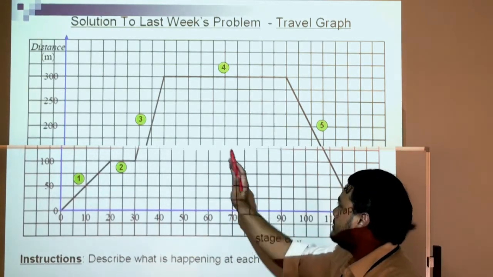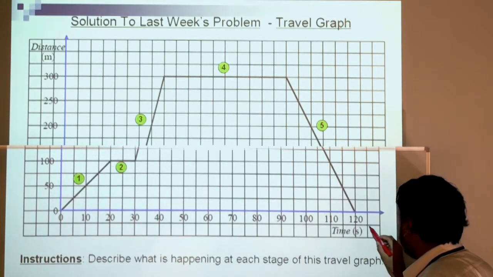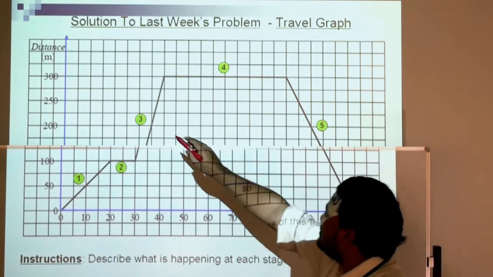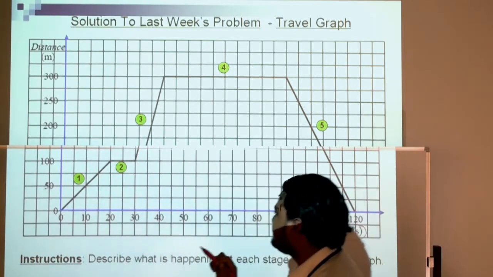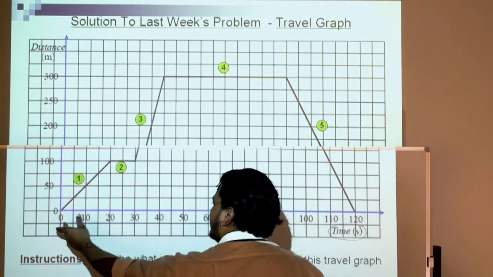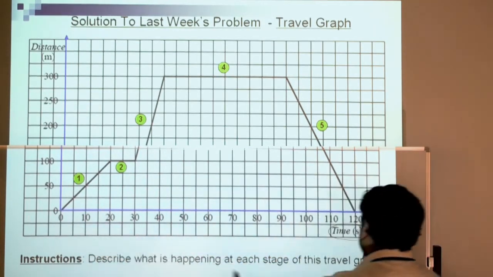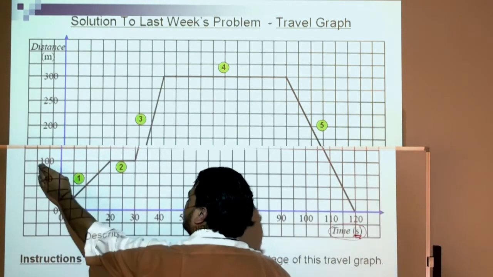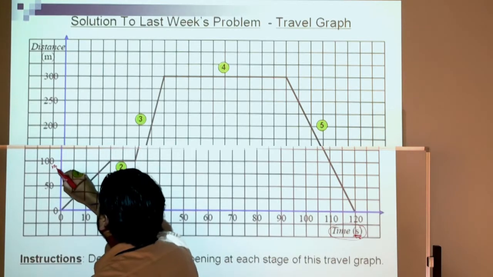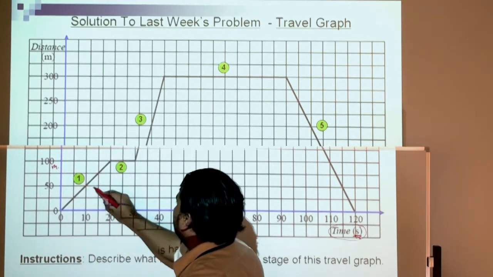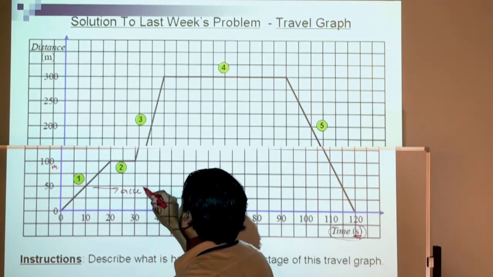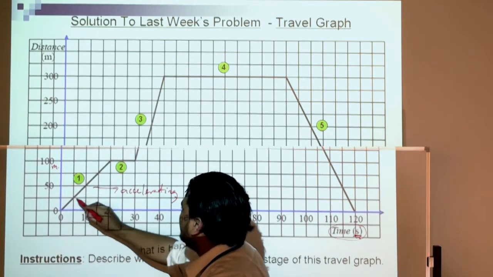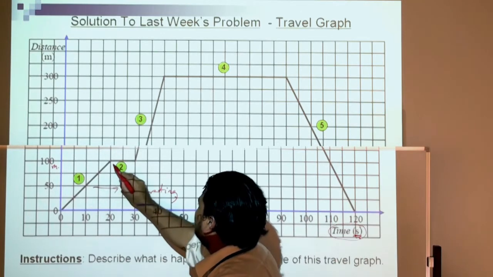First thing we have to notice about a graph, we need to look at the labels of the axes. So the x-axis is time and the y-axis is distance. Let's look at number 1. From 0 to 20 seconds, the car has gone all the way to 100 meters. So we can say the car is accelerating here. The car is moving, traveling to 100 meters.